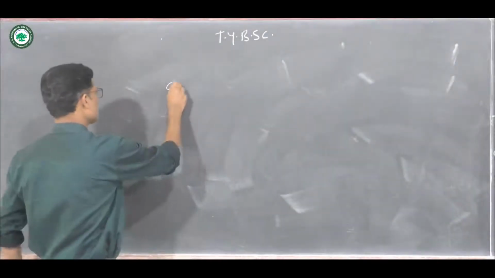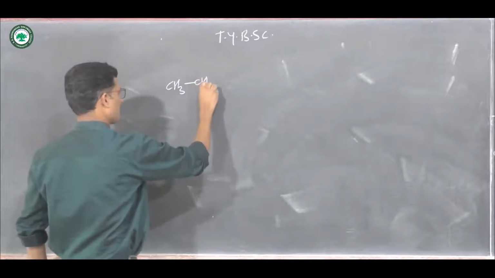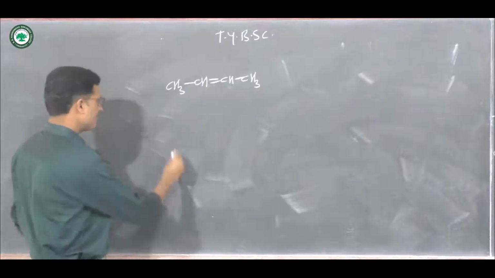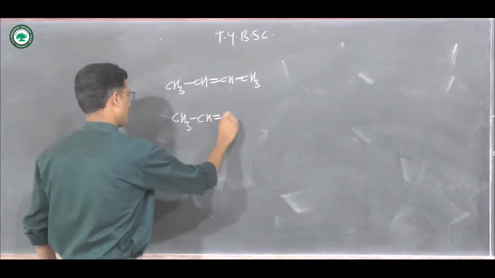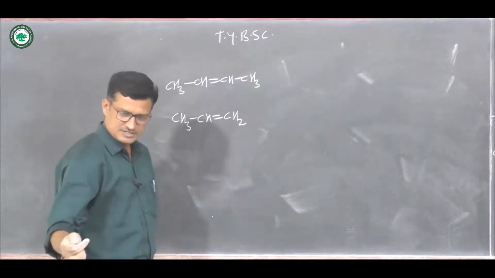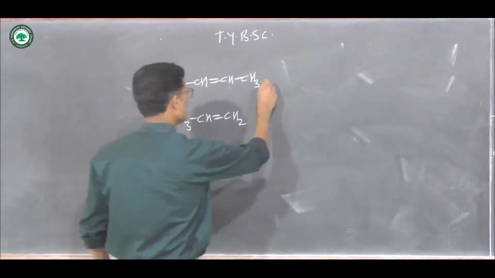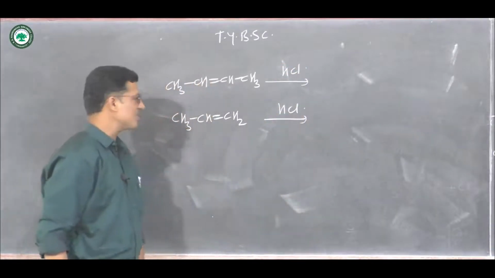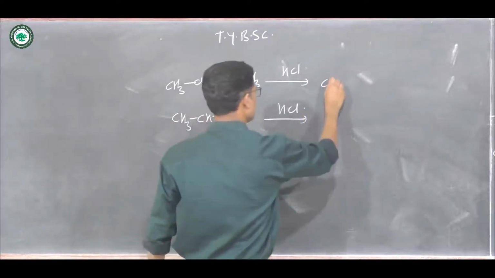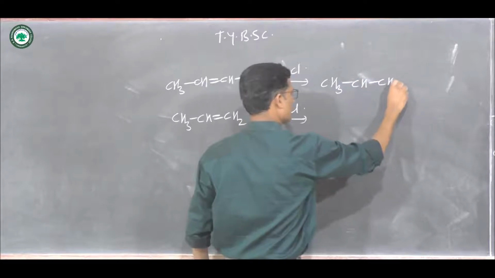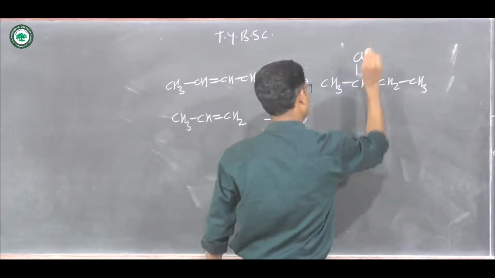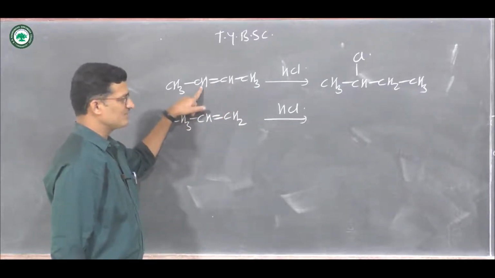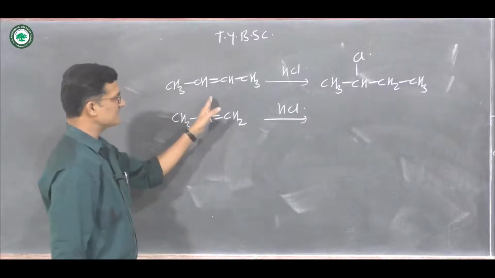Suppose we take this symmetric alkene, and we take this unsymmetric alkene, and in both cases we do the addition reaction. In the symmetric case, only one product is formed. Either the chlorine goes to this carbon or to that carbon, there is no difference, so we get only one product because the alkene is symmetric in nature.